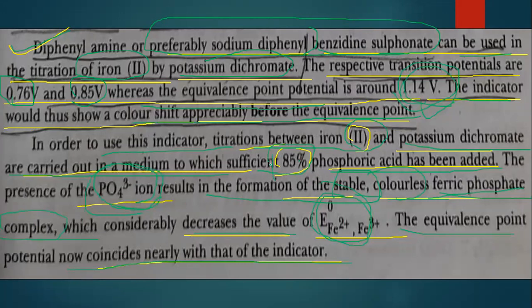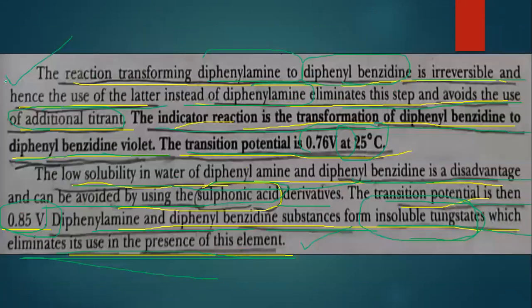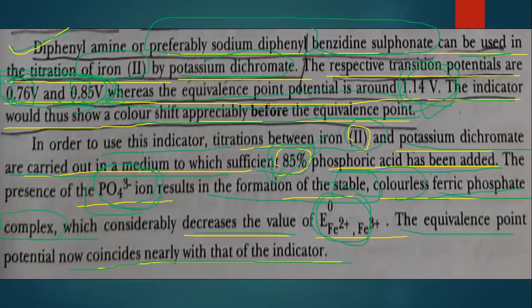And what is the percent? It's 85% phosphoric acid they are using to get the accurate end point, to get the accurate end point. Okay, we are shifting this potential to the range of the indicator. What is the range of the indicator? It's 0.76 to 0.85 volt. Okay, so this is our diphenylamine indicator. It's a different form used for convenience.